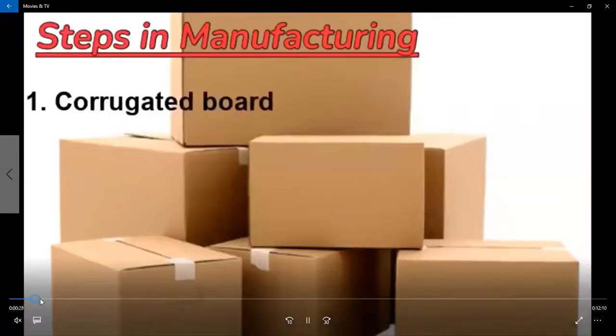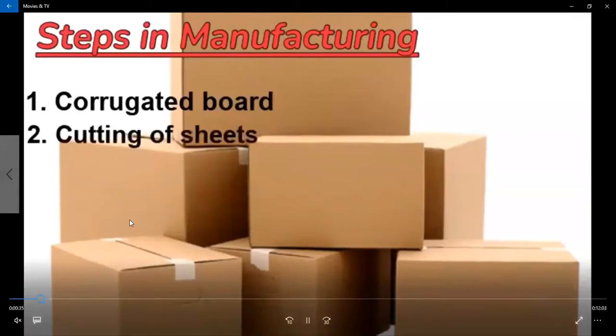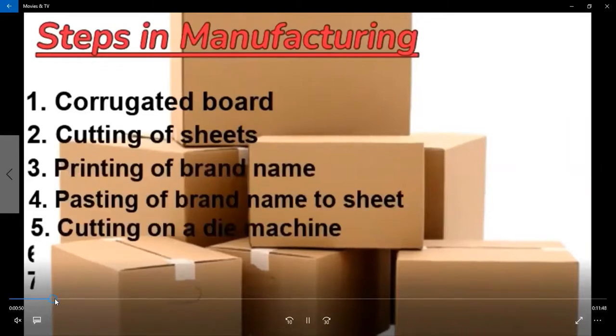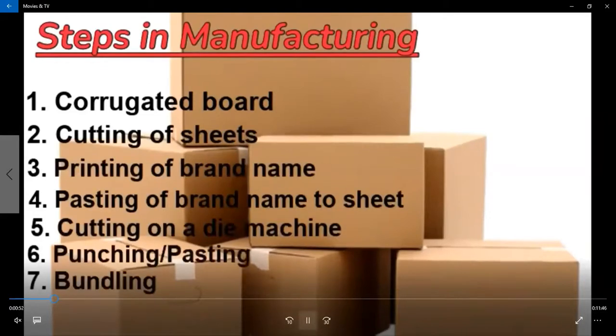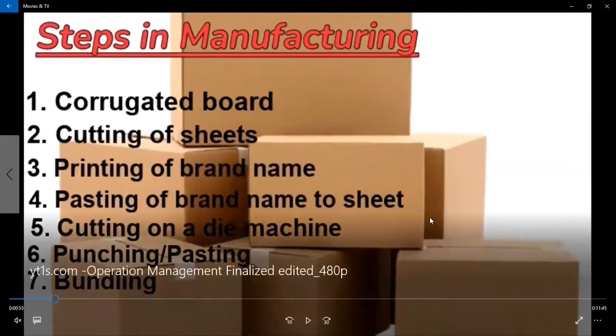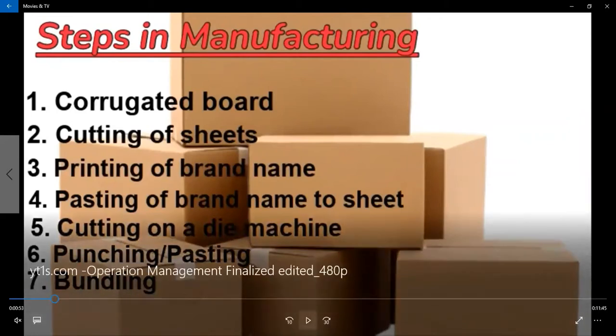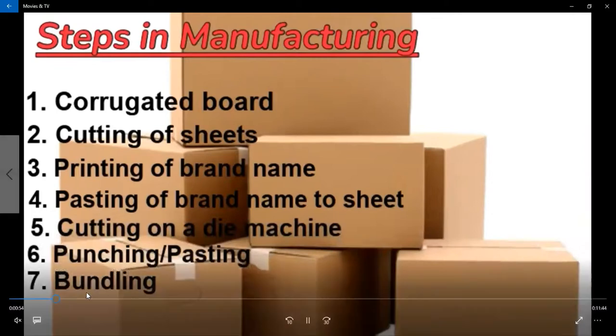So here are the steps to manufacturing the cartons. The first step is corrugated boards. The second step is cutting sheets. The third step is printing the brand name. The fourth step is pasting the brand names to the sheet. The fifth step is cutting on a die machine. The sixth step is punching and pasting. And the seventh and final step is bundling. So these are the 7 steps they use to make cartons.